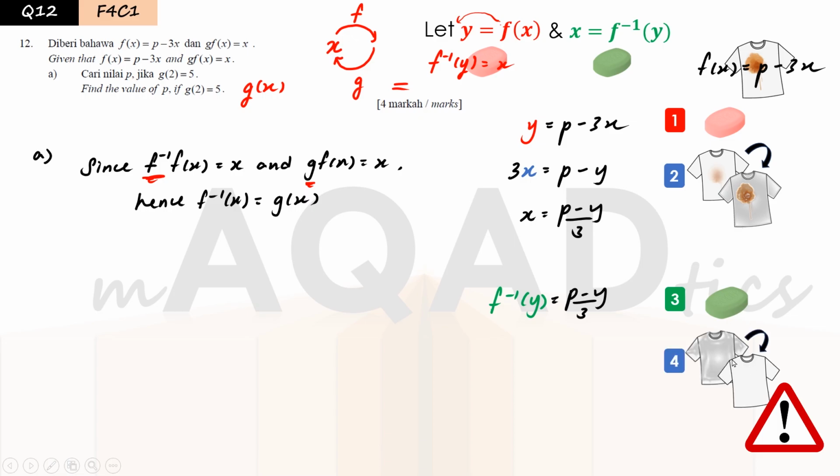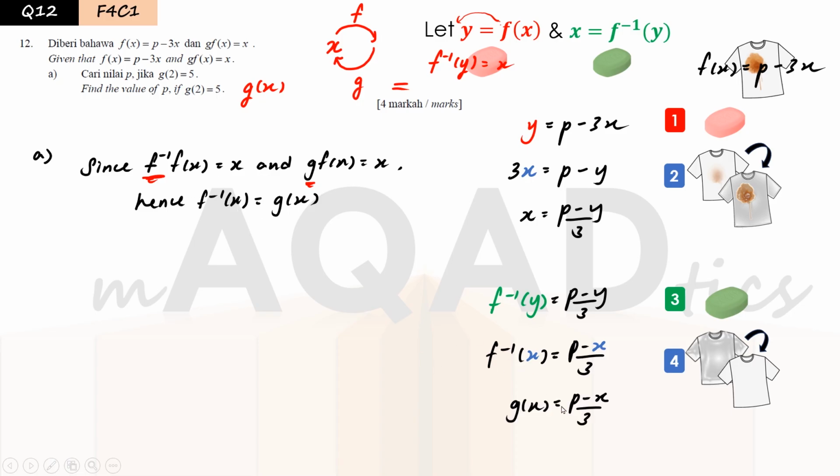Then our last step is to flip back the shirt. For the function here, since just now we changed from y to x, now we change from y to x also. So here it will be f inverse of x equals p minus x over 3. And we have obtained our inverse function. But of course, just now we said that we need to find g of x, and g of x is the f inverse of x. So here we need to change it to g of x first.